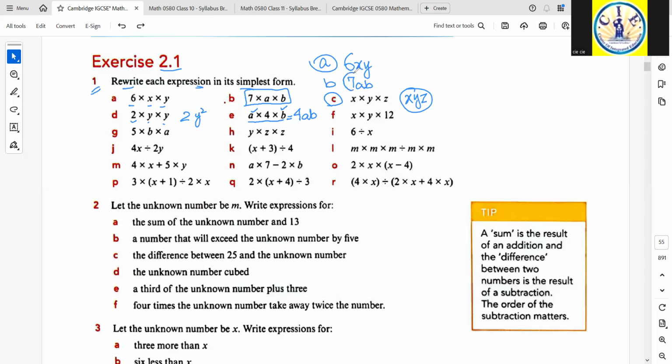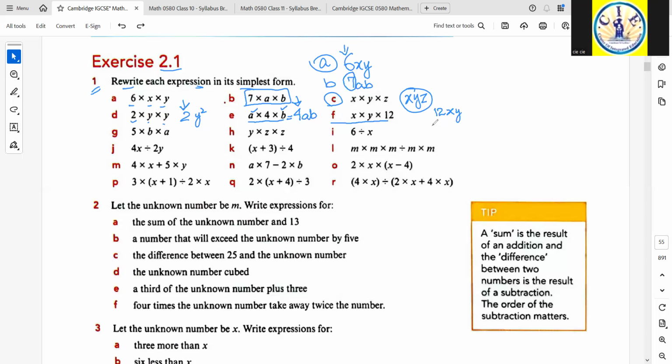Same was the case with this. 7 is the coefficient, 6 is the coefficient, here 2 was the coefficient, and in this case 4 is the coefficient. So applying the same thing over here, let me solve part F. That would be solved 12 times x times y, 12xy.